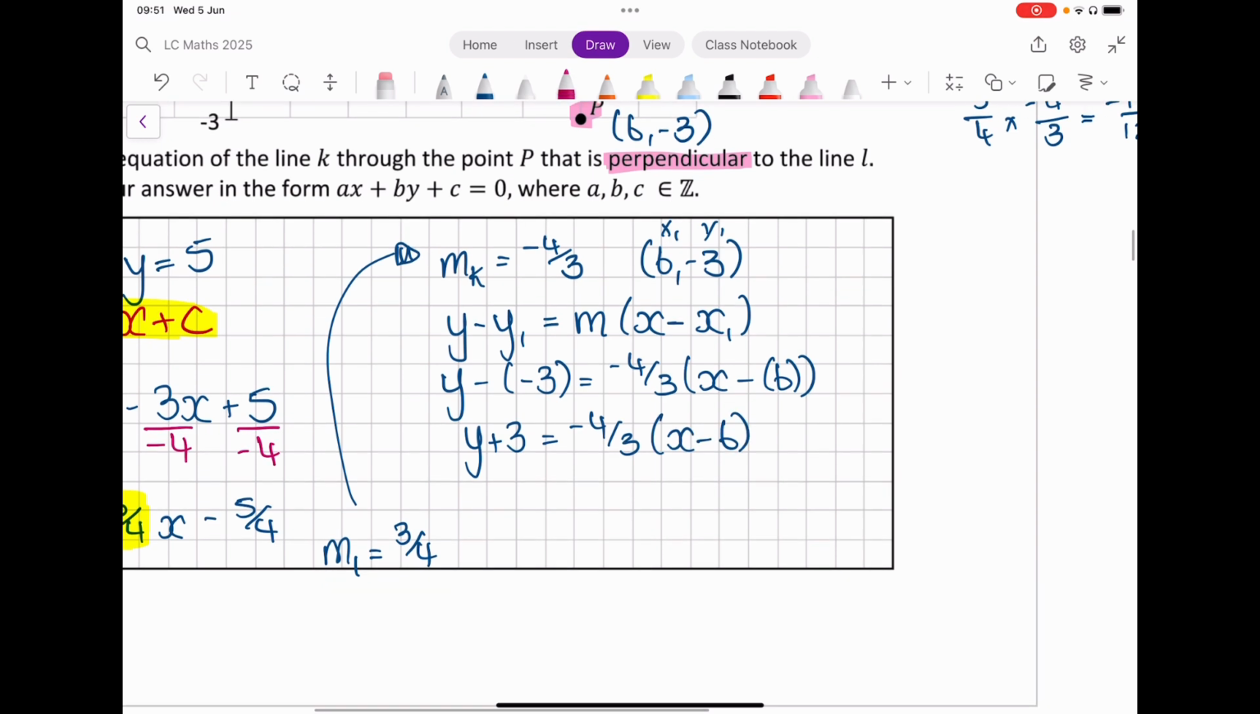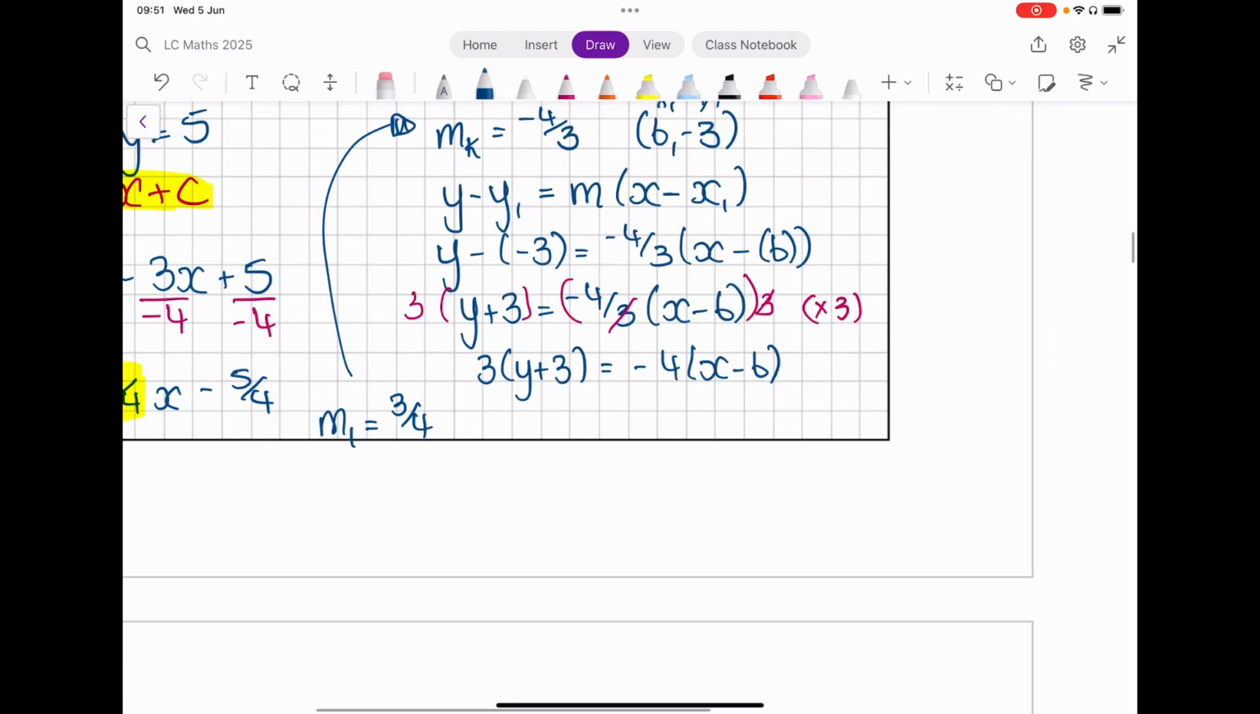Now, I don't like the look of that fraction, so what I'm going to do is multiply this whole thing by 3. Okay, this whole line by 3, so this side gets multiplied by 3, and this side gets multiplied by 3, and here the 3's cancel out, so 3 divided by 3 is going to be 1, so I'm just left with 3 by y plus 3 is equal to -4 by x minus 6. So that's nice and tidy now, no fractions. Okay, multiply it out. 3y plus 9 is equal to -4x, and that is plus 24.